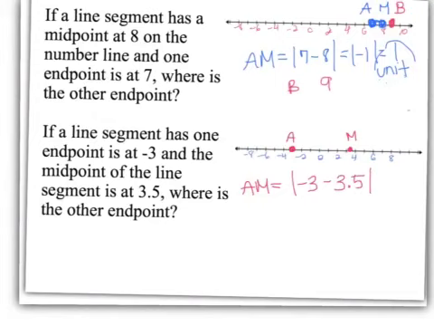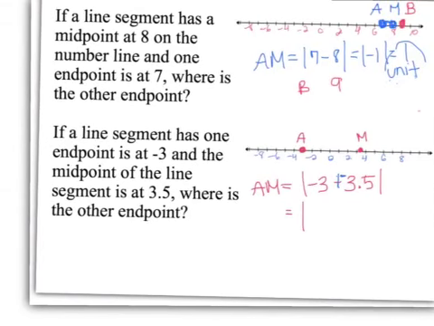+3.5. So here we use the absolute value. Keep the sign of the first, change it to addition, change the sign of the second. And this is going to give us |-6.5| in absolute value brackets, which means the distance from A to M is 6.5 units.